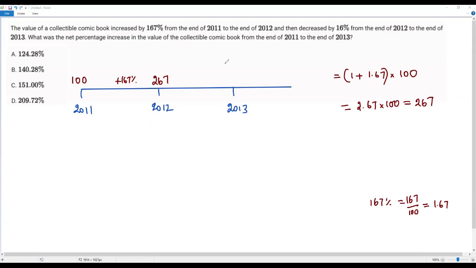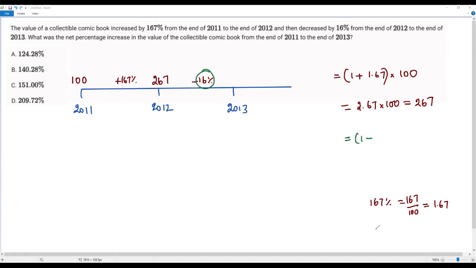Now from the end of 2012 to the end of 2013, the number of comic books decreased by 16%. So this value has to be decreased by 16%. For that we do the same thing, but instead of addition we have to do subtraction, because here it's going to decrease. Let me write it. 1 negative.